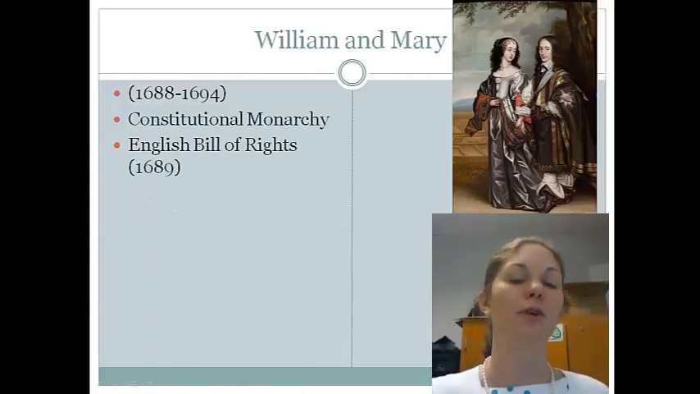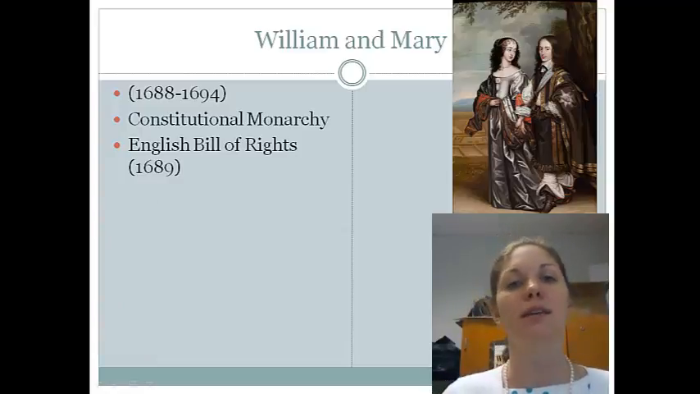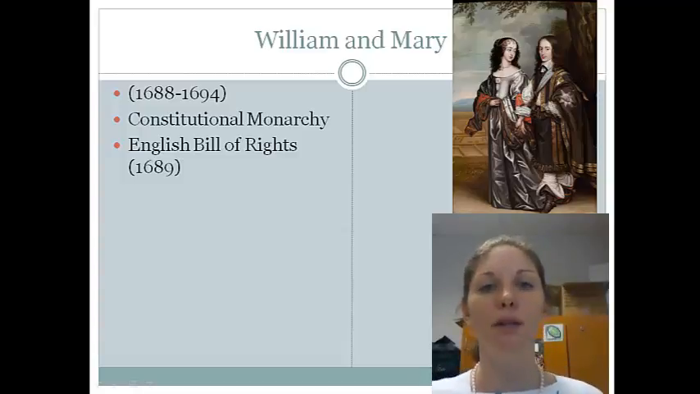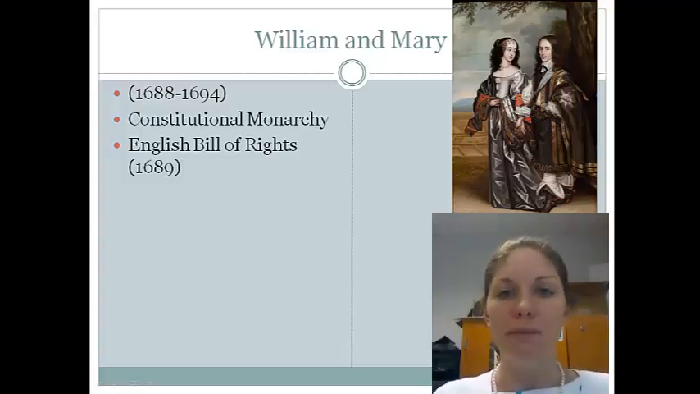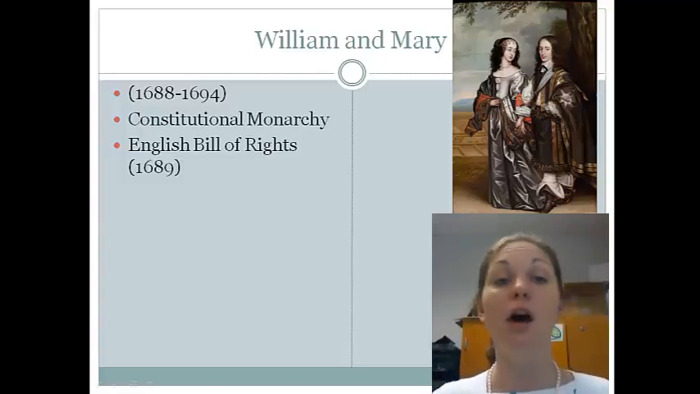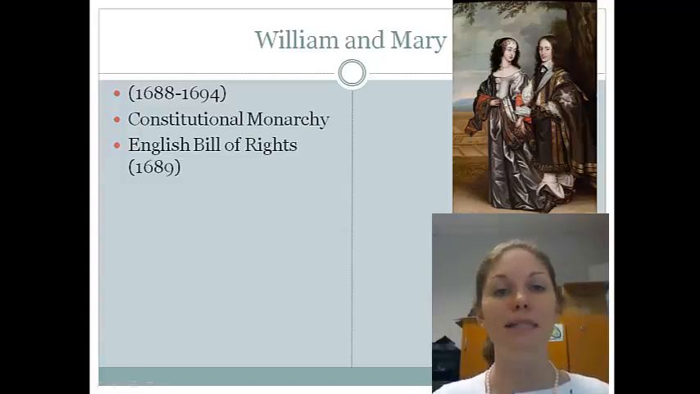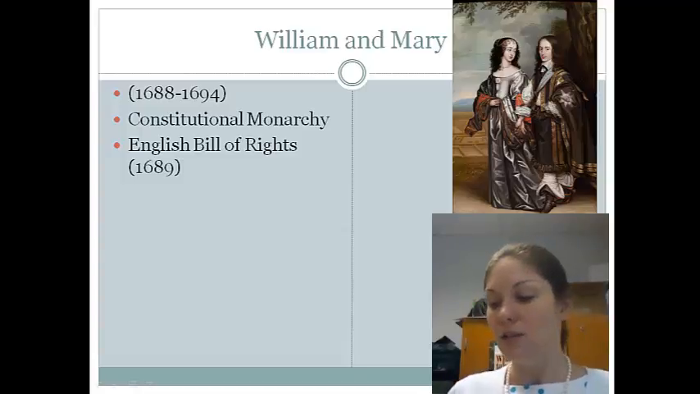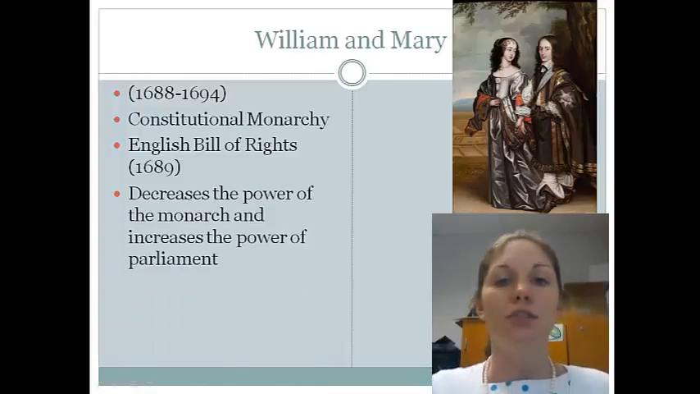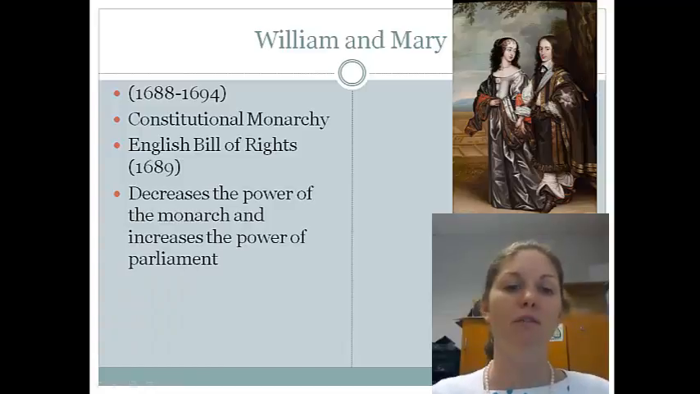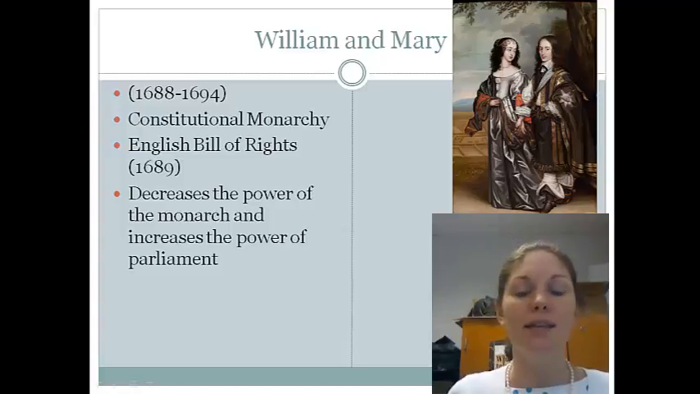They vow at their coronation that they are going to rule England with Parliament, that they and Parliament will rule England together. And so under William and Mary, the English Bill of Rights is passed in 1689. And the English Bill of Rights lists those limits on the monarch's power that come with a constitutional monarchy. This is another huge step in England towards the ideas of democracy. So there's the English Bill of Rights, they're vowing to rule the country with Parliament, and this is extremely important. It decreases the power of the monarch and increases the power of Parliament. So that is England in a nutshell at this time.